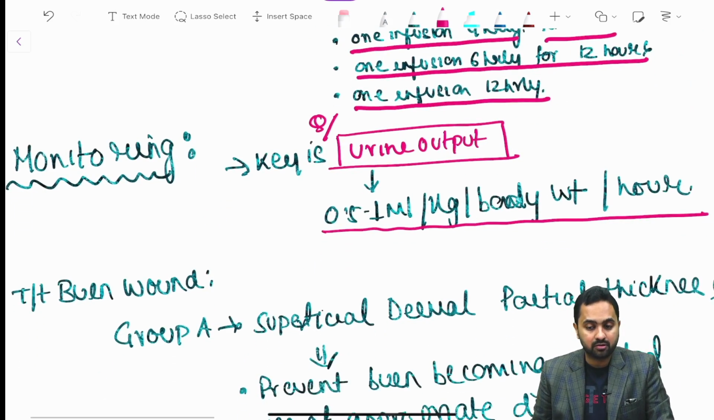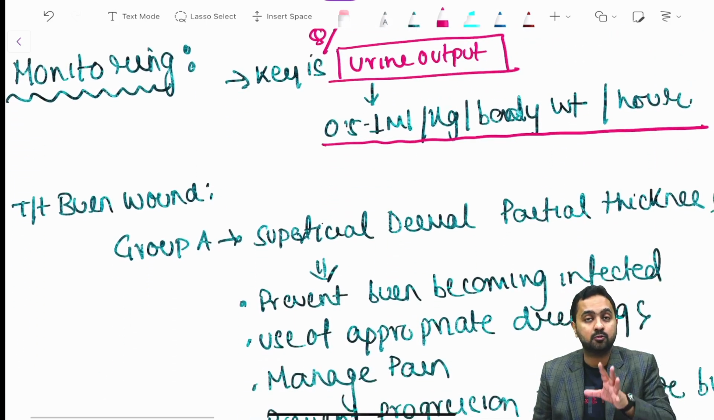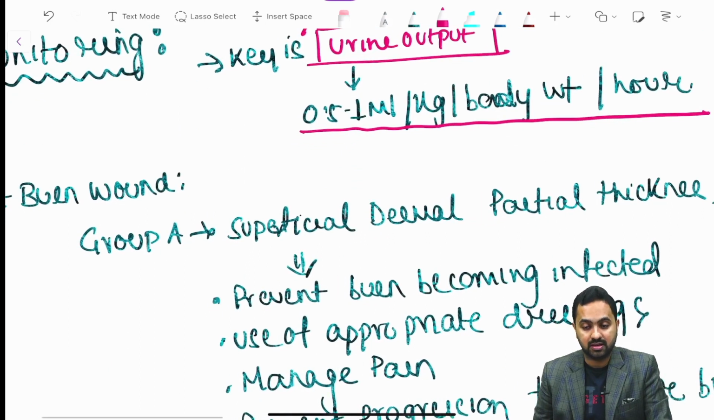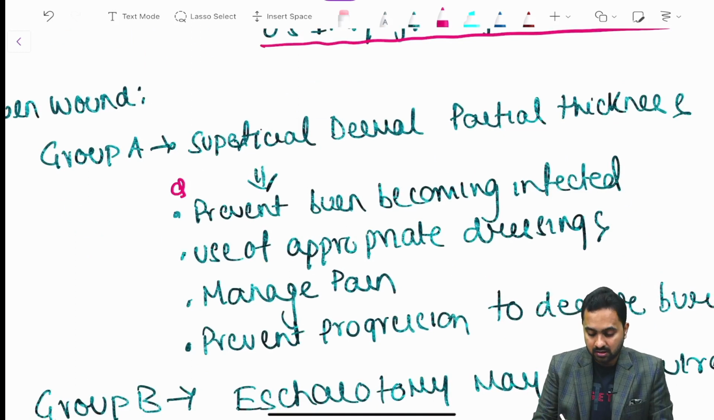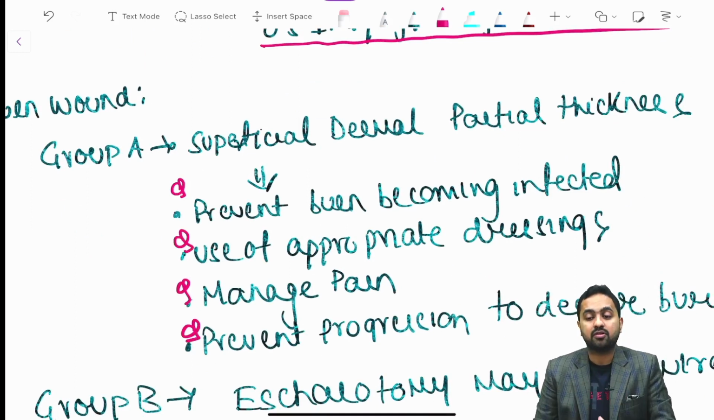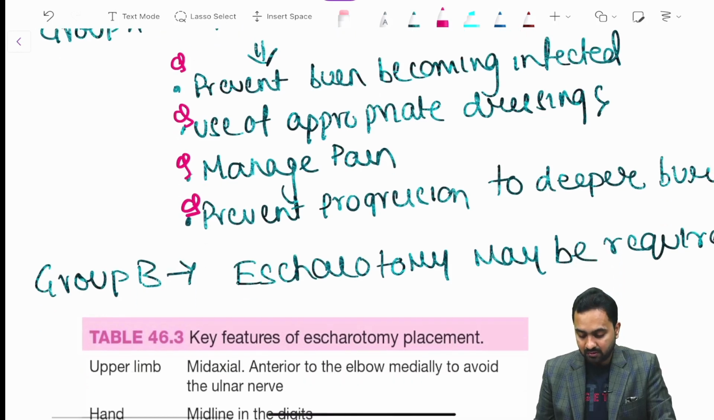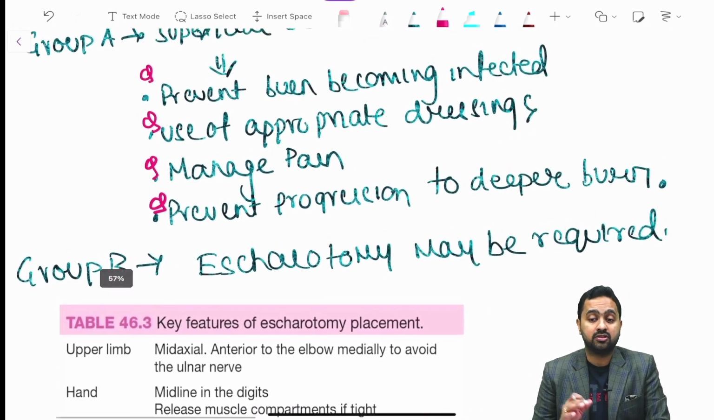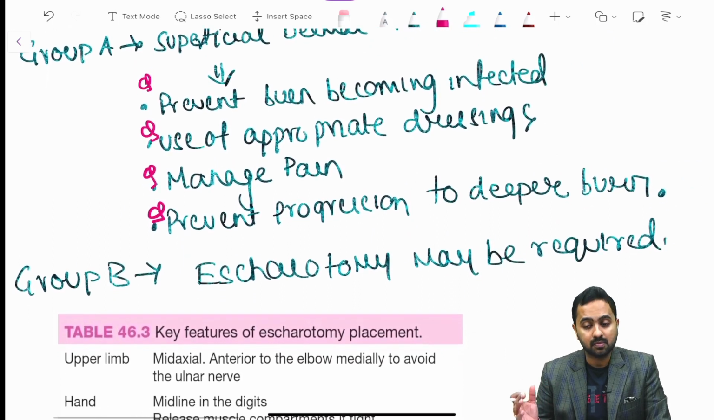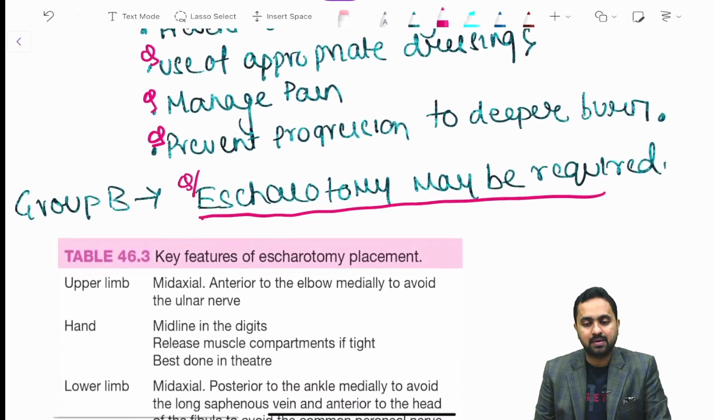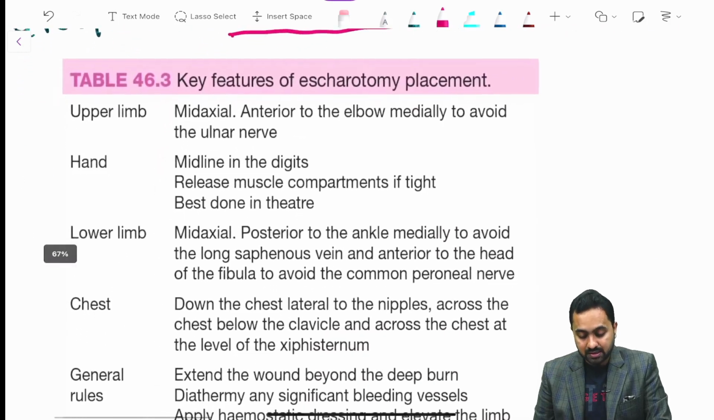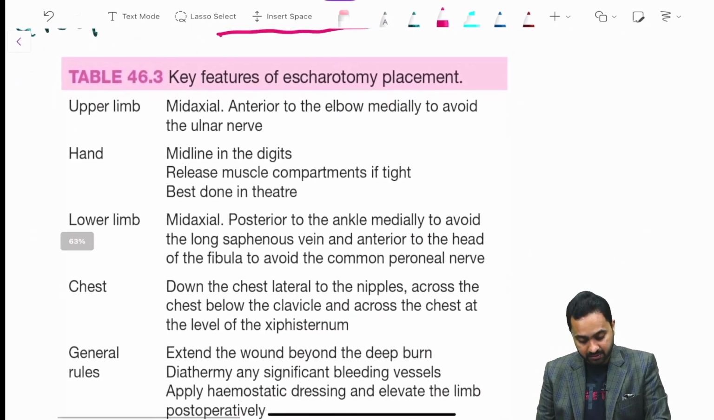Now regarding the treatment of burn wound, which includes your group A, that is the superficial dermal partial thickness wound. So the main goals over here is to prevent the wound from becoming infected, use of appropriate dressing, managing pain, and preventing the progression to your deeper burns. Then you have your group B, which is usually a full thickness burn, where your escharotomy may be required. Now this is a very important concept, and again the key features can be studied from this table which I have taken from your Bailey and Love.